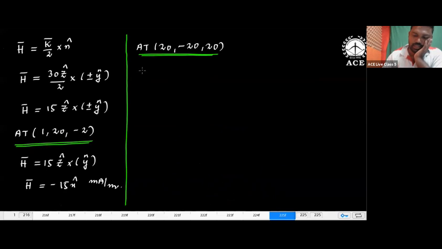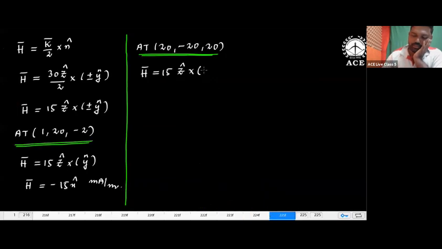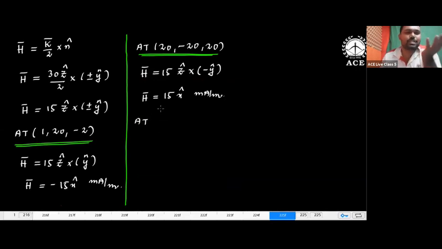So what happens to the magnetic field? H is equal to 15 into z cap cross product with minus y cap. So z cross y is minus x, and one more minus is there, so it will become plus, milliampere per meter. Let us take one more point. It's a very simple formula, beta. 10 comma 10 comma 10.